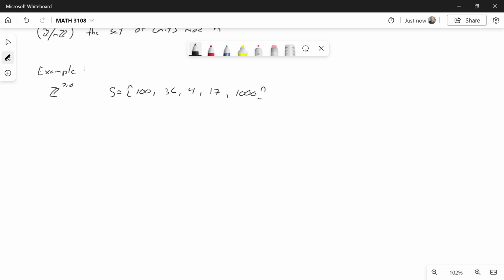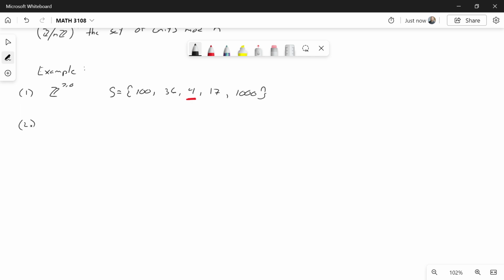There we go. Then clearly we can see here that one of these numbers is in fact smaller than everything else. In that case, this is 4. Because we have 4 is strictly less than 100, 4 is strictly less than 36, 4 is equal to 4, 4 is less than 17, and 4 is less than 1000. So this would be the smallest element inside the entire set. So that's our first example here.